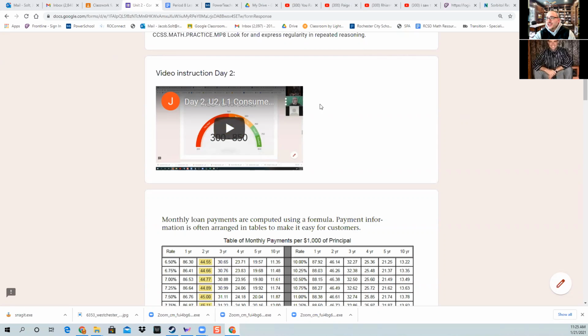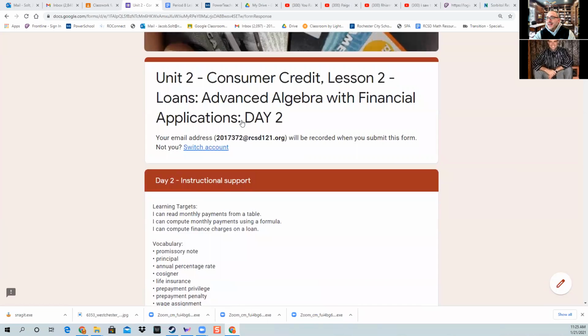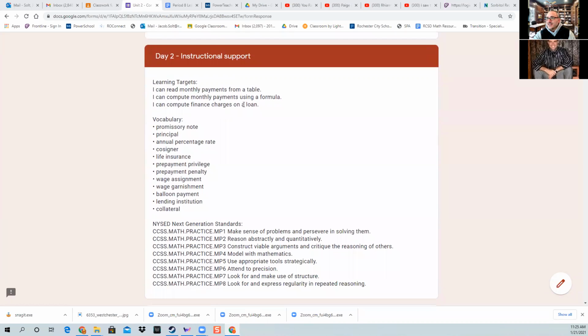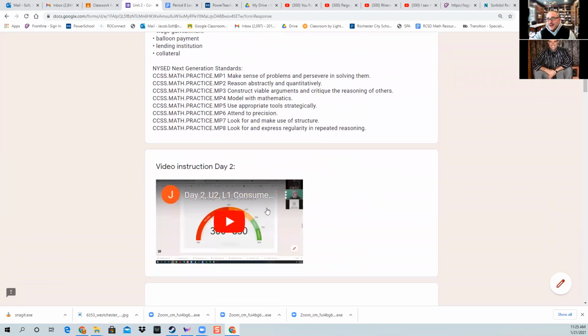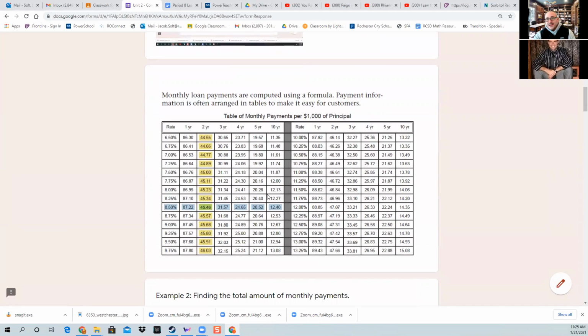All right. So the instruction for today, day 2, we already went over learning targets. There's our learning targets right there. Instruction for today, we'll go right here. And this is the table that we became familiar with on day 1, right? This is a table of monthly payments per $1,000 of principal. So the idea is that this is a table of monthly payments if you were to borrow a loan of $1,000, right? The principal is how much you borrow.